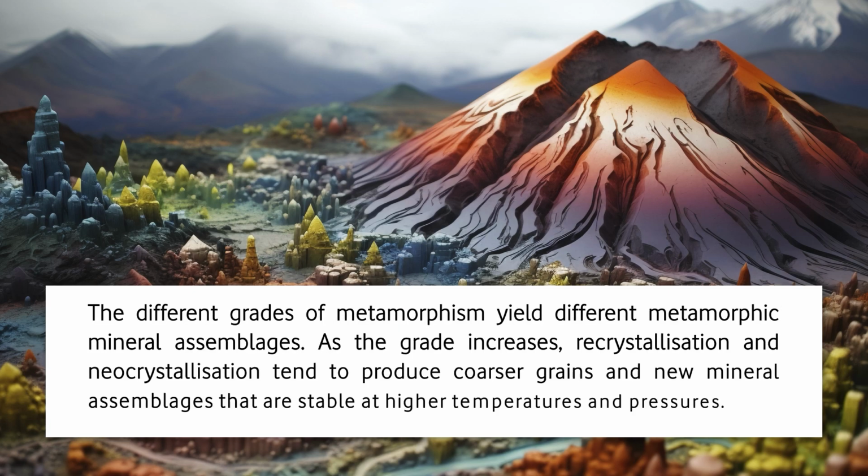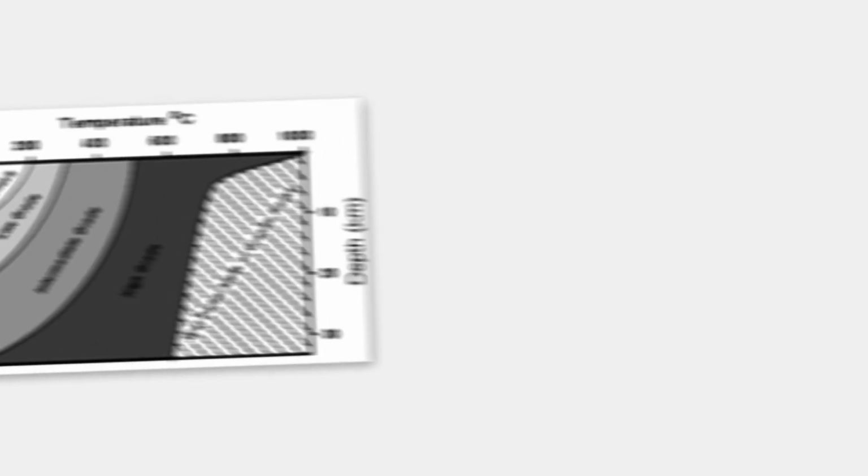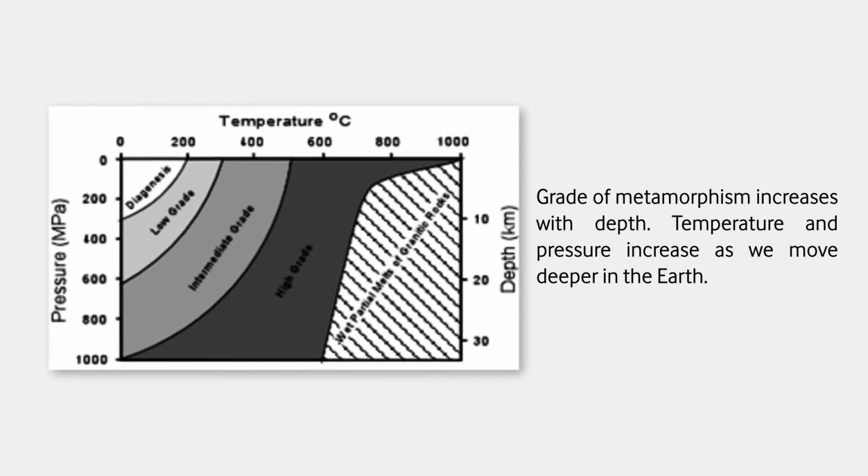The different grades of metamorphism yield different metamorphic mineral assemblages. As the grade increases, recrystallization and neocrystallization tend to produce coarser grains and new mineral assemblages that are stable at higher temperatures and pressures. Again, I am showing a diagram here.